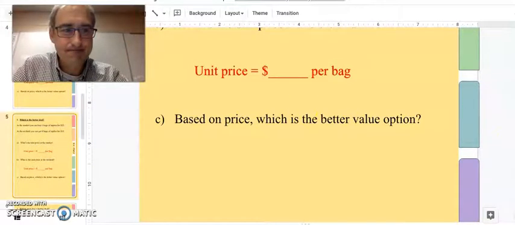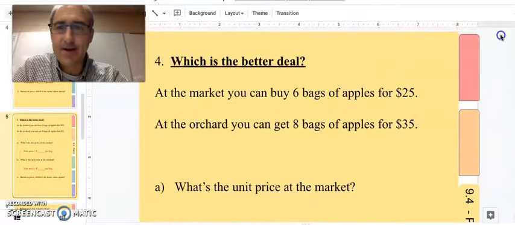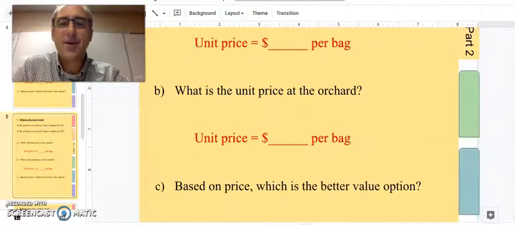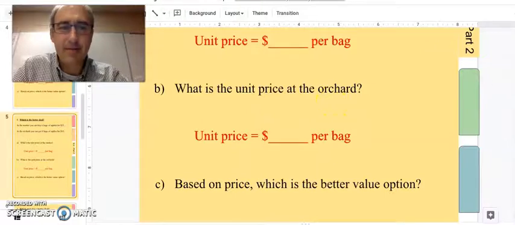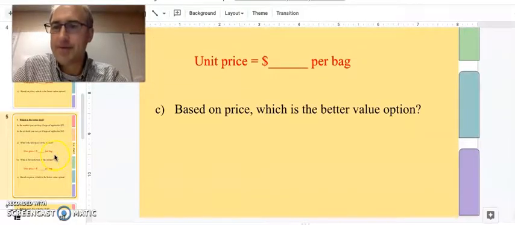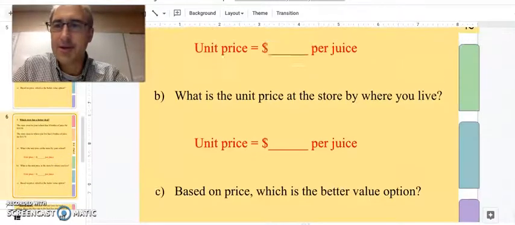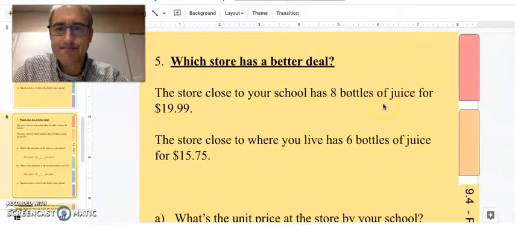On the next sheet, we're looking at better deals for bags of apples. At the market, you buy 6 bags of apples for $25. At the orchard, you can buy 8 bags of apples for $35. What's the unit price at the market? What's the unit price at the orchard? And based on that, what's the better value? You're probably getting pretty good at this right now by calculating dollars per unit.